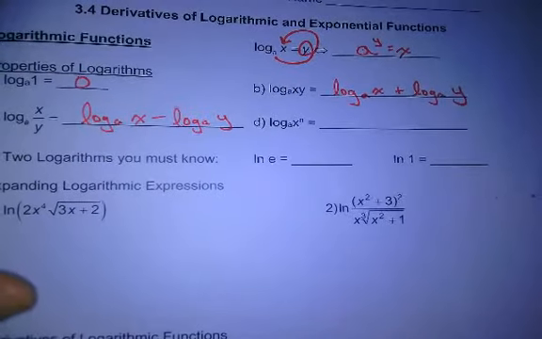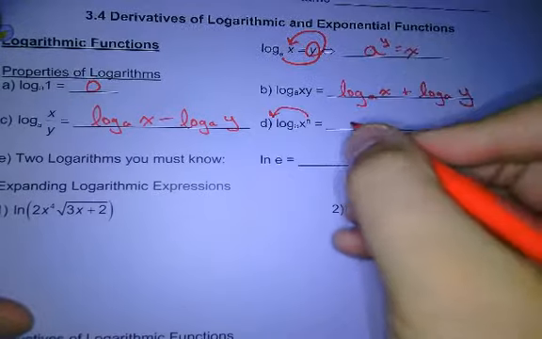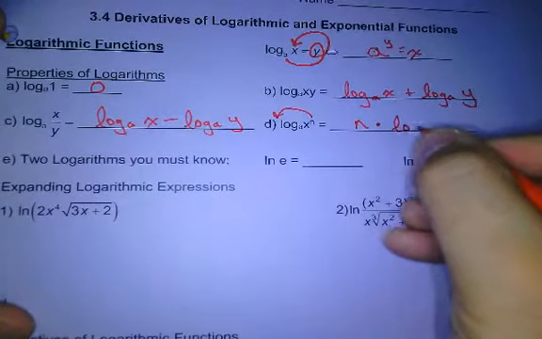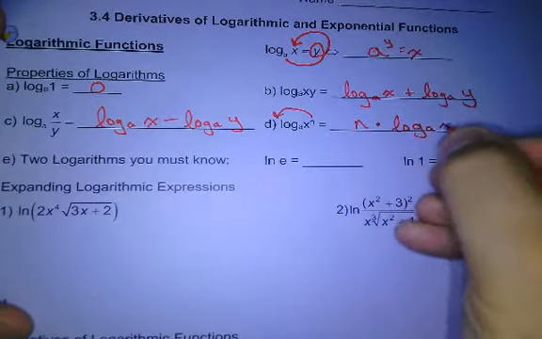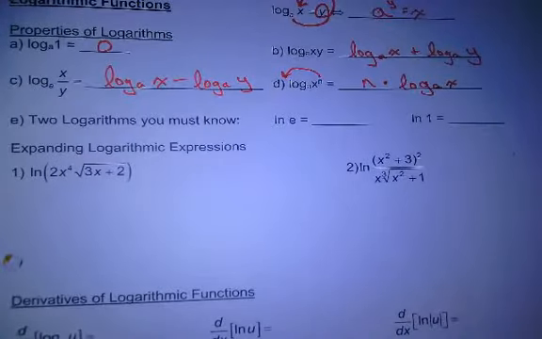What if there's an exponent? It comes in front and multiplies, so it's n times log base a of x. So, two logarithms you must know.